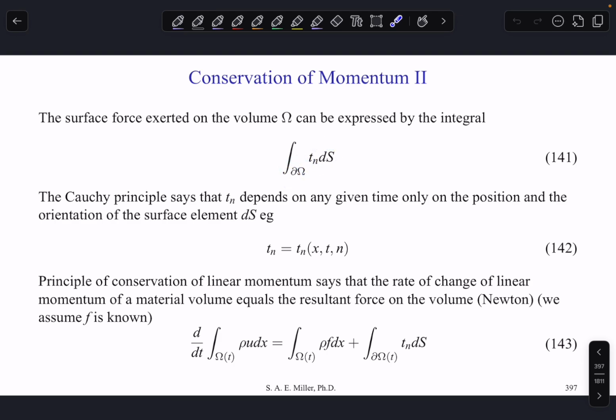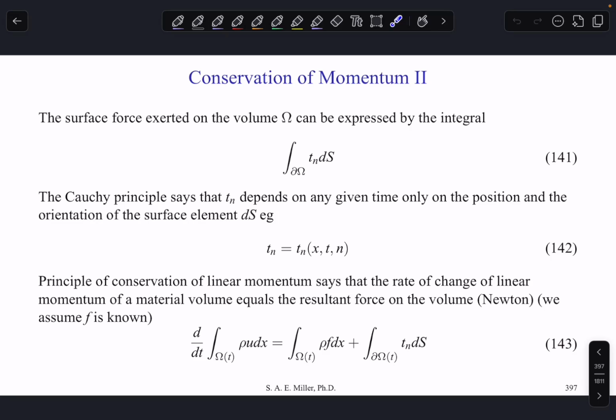The Cauchy principle shows that Tn depends on the particular time and position and on the orientation of the surface dS. Just remember, these fluid parcels are not necessarily little cubes. So Tn is a function of space, time, and the normal direction.